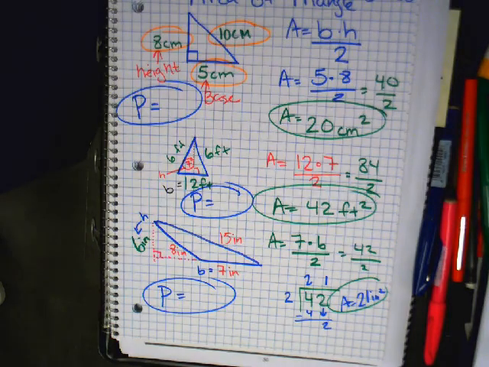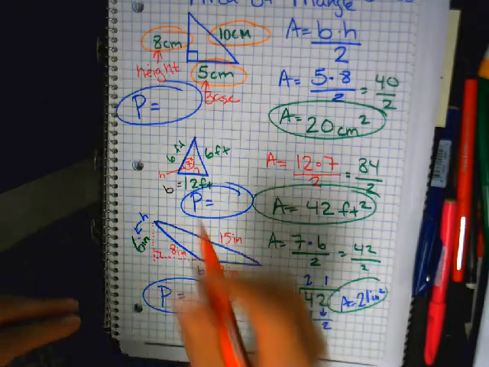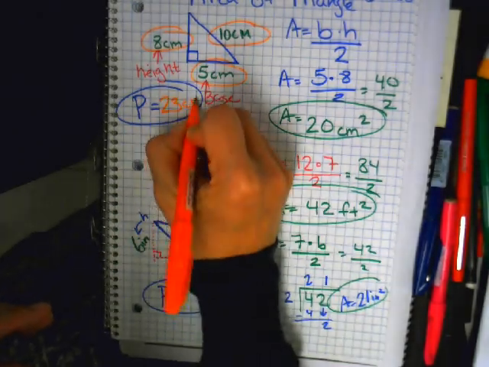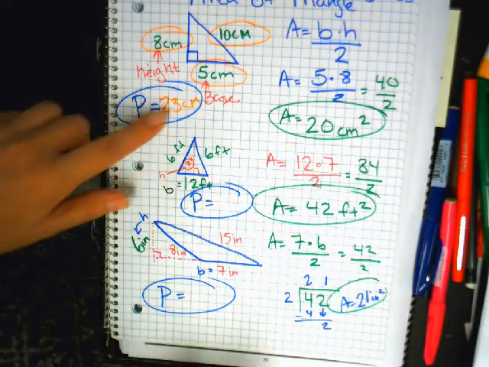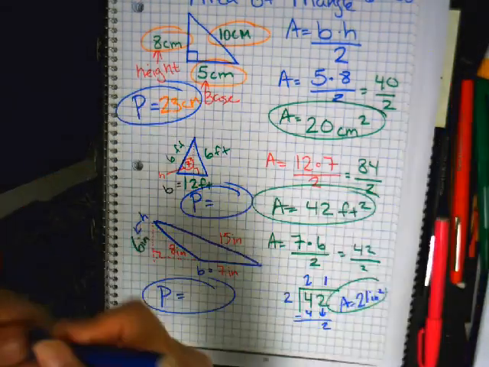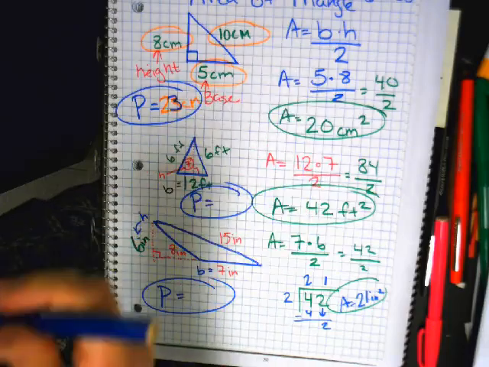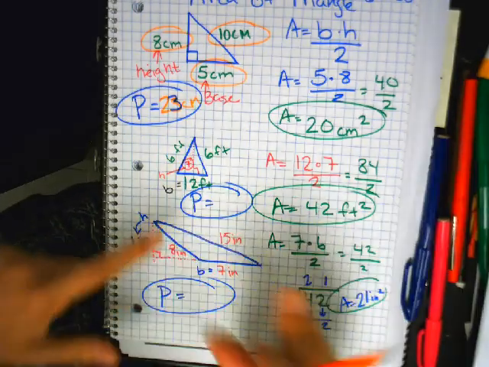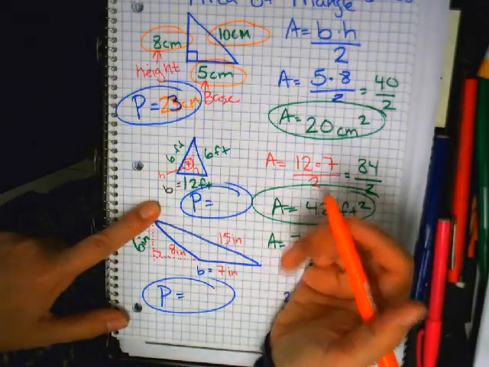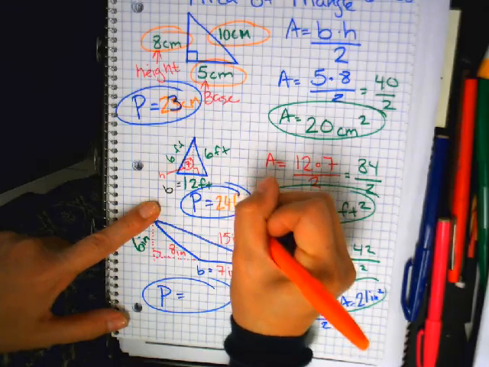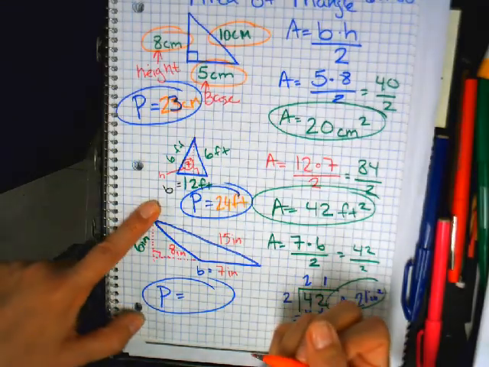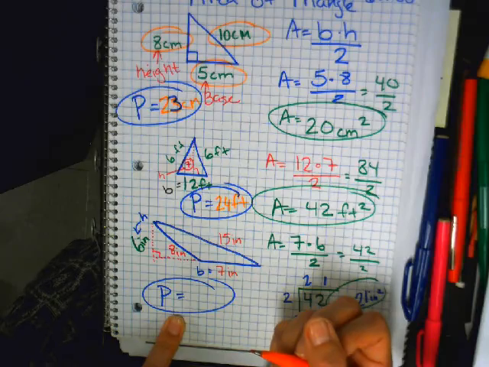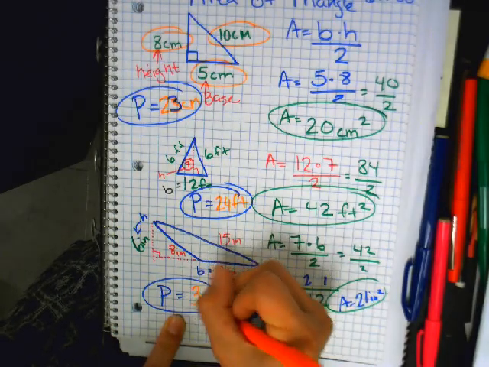Who wants to give me the perimeter for the first number 1? Esteban? 23. 23 centimeters. Very good. Okay, so 23. And then who would like to give me the perimeter for the second one? Alan? 24 feet. And then the last one? Vince, you have the last one? 30. 30. Very good. Good job.